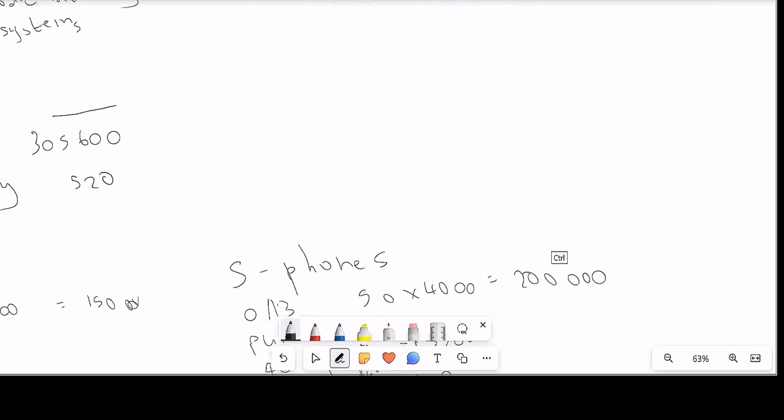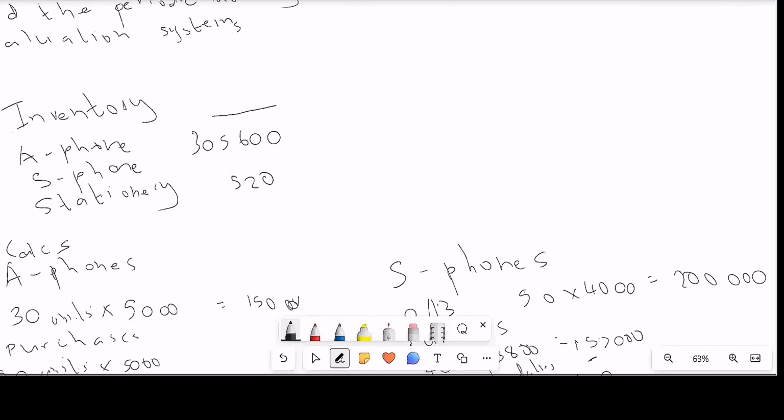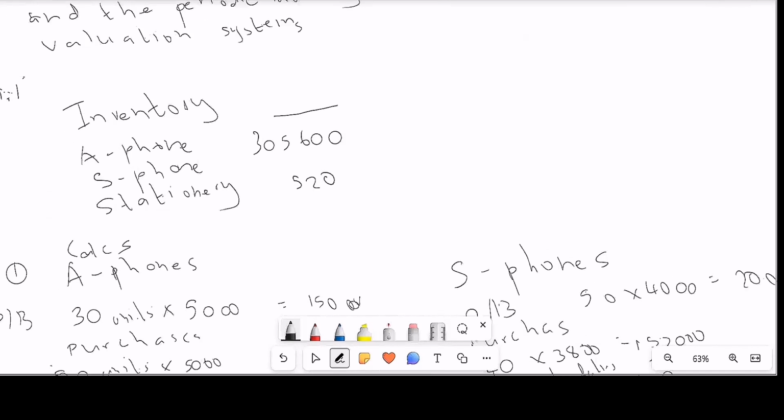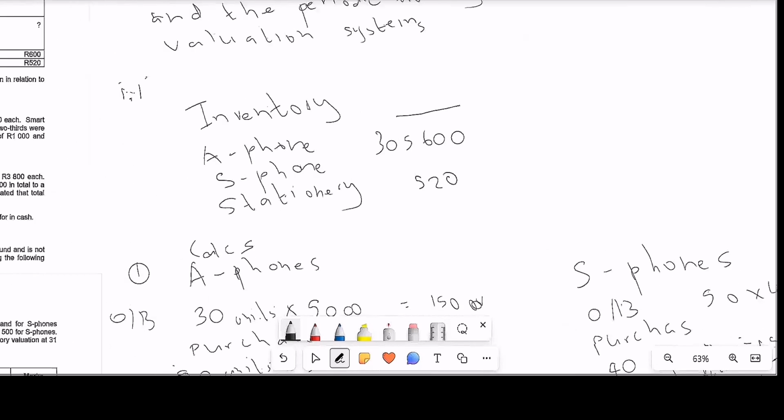So we'll have to put it here, because remember, we only include the closing balance in inventory. So let's put it here. That'll be 114,300. So when we add all of this together, it's gonna give us 420, 420, 420.